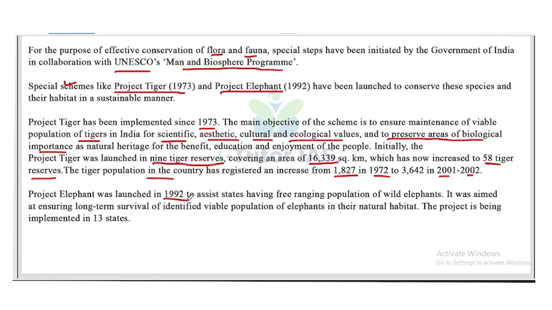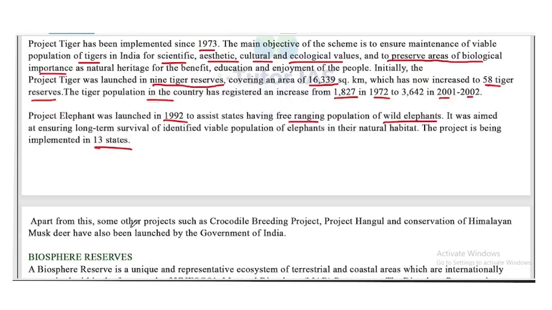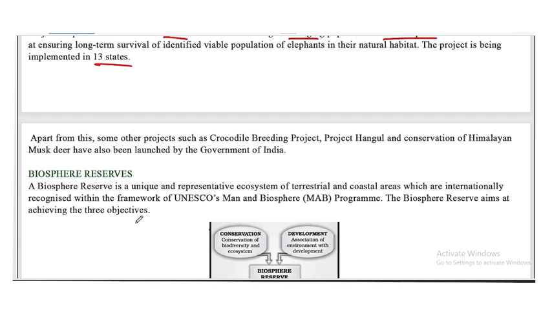Now Project Elephant. It was launched in 1992 to assist states having free-ranging populations of wild elephants. It was aimed at ensuring long-term survival of identified viable populations of elephants in their natural habitat. The project is being implemented in 13 states. Apart from this, some other projects such as the Crocodile Breeding Project, Project Hangul and the conservation of Himalayan musk deer have also been launched by the Government of India.